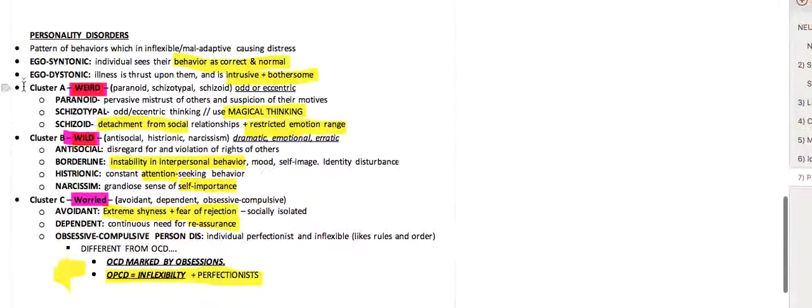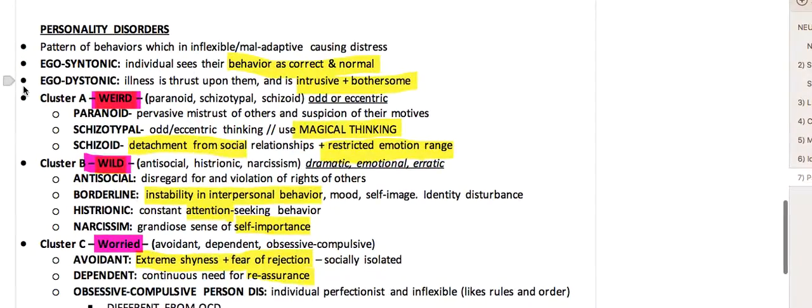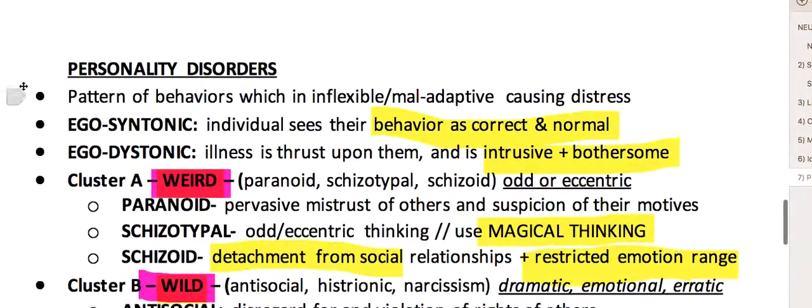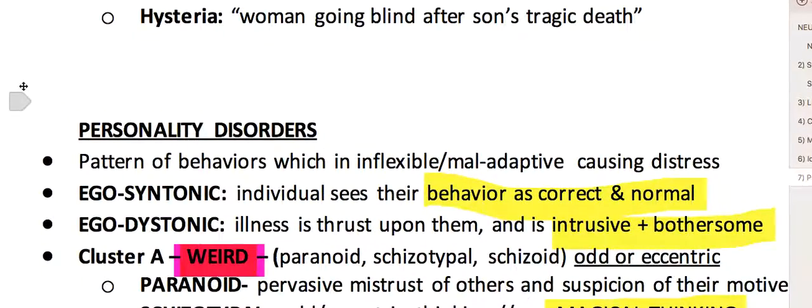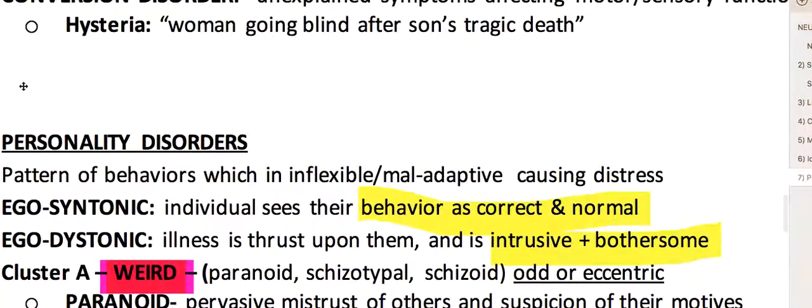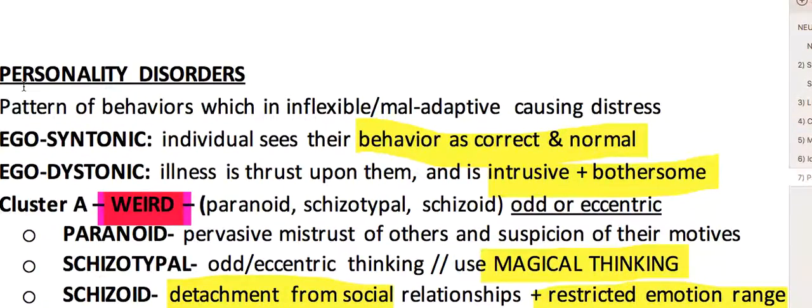Personality disorders. These are patterns of behavior that are inflexible and maladaptive and cause distress. So let me zoom up, maybe this will be easier. Cluster A is weird: paranoid, schizotypal, and schizoid, odd or eccentric.